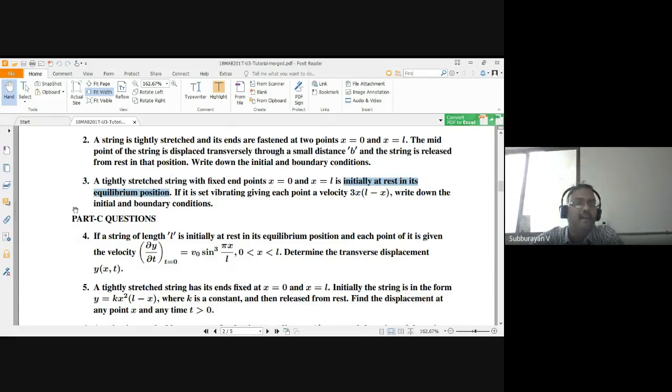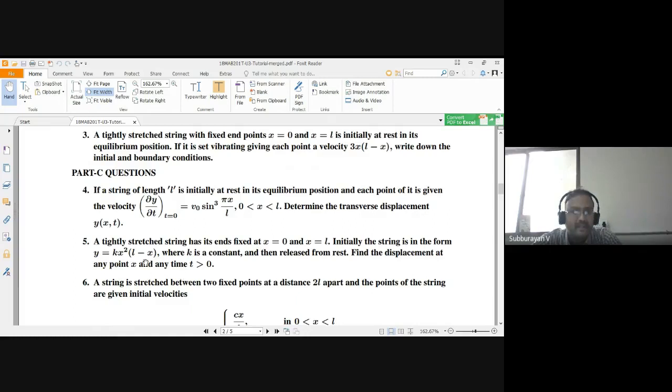Okay. Now come to the part C question. Part C question already we discussed in the class. Okay. You please go through the material. If you don't have the material, you please go through the video. See, in this, I'm sorry, we did not discuss this problem. We discussed the initial position given by y naught into sine cube pi x by L, but here the initial velocity is given. Okay. Am I right?